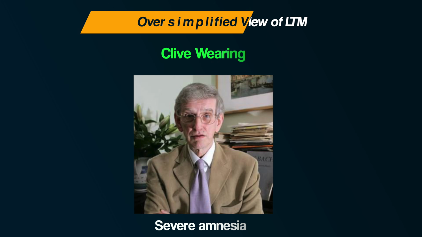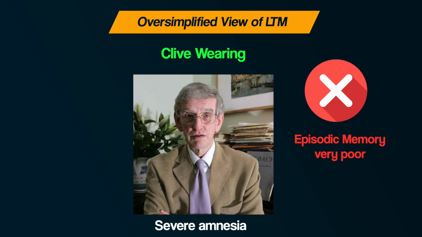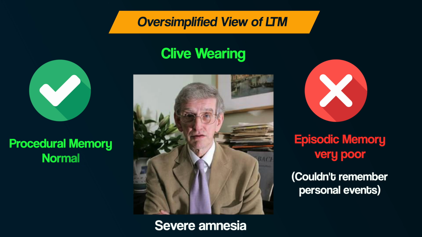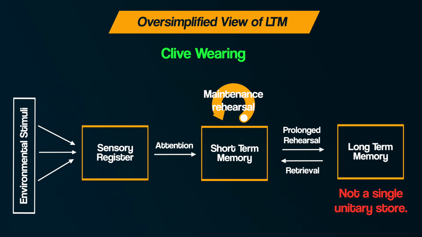Furthermore, the case study of Clive Wearing challenges the multi-store model. This is because, despite severe damage to his episodic memory, he couldn't remember personal events, his procedural memory, for example playing the piano, remained intact. This suggests that long-term memory is not a single store, as the multi-store model proposes, but consists of multiple types of long-term memory.